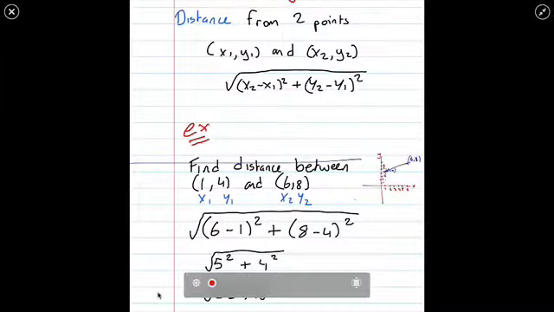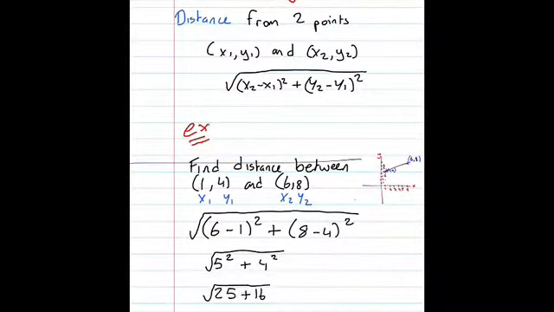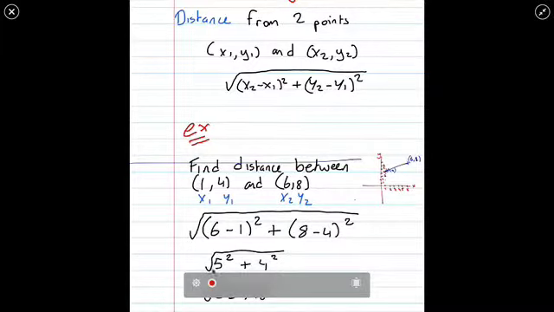So we write it out as x2 minus x1 to be squared plus y2 minus y1 to be squared. Okay? You label your points. We'll call this one x1, y1. This fella x2, y2. Okay? Sub in for x2 minus x1, which is 6 minus 1, to be squared, plus y2, which is 8, minus y1, which is 4, to be squared.